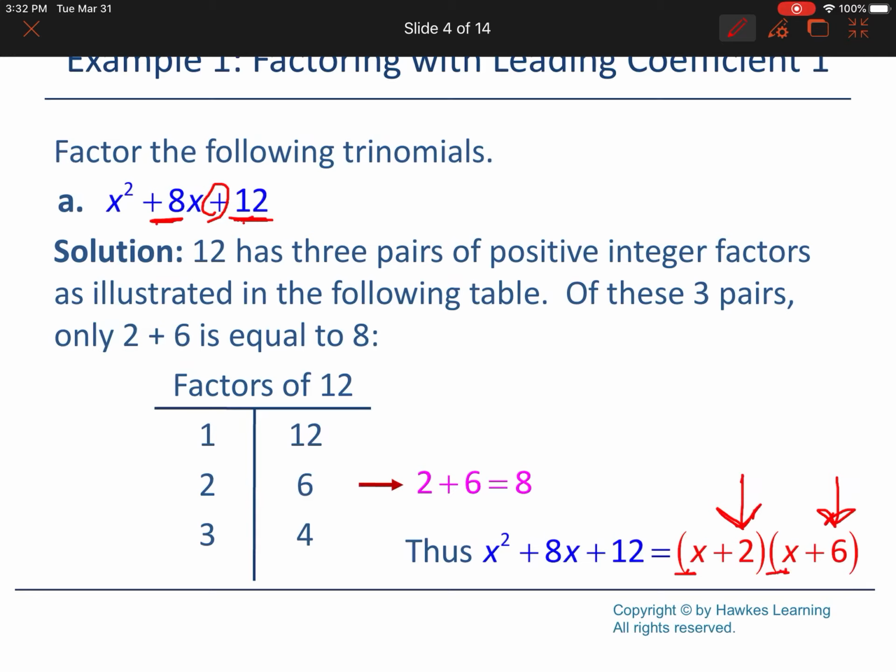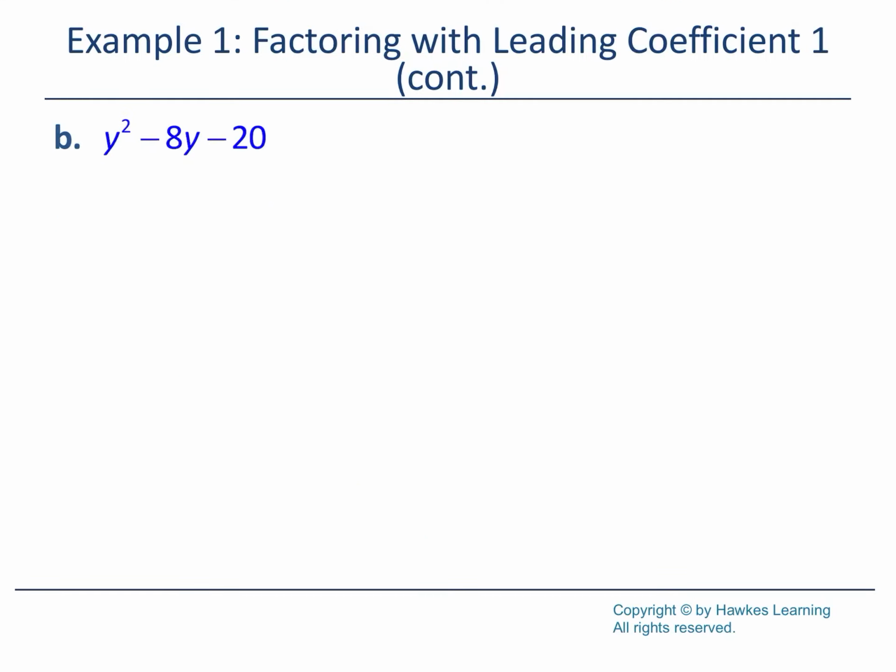Now, this is only going to work because the first term was an x squared, and so these two had to be a plain old x. In the next section, in 7.3, we'll talk about those trinomials where it starts with a number other than just x squared.